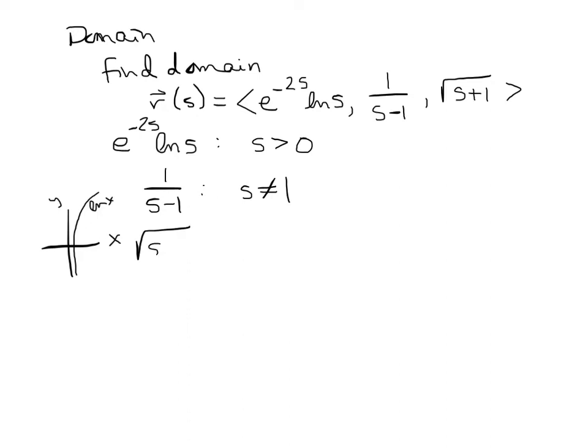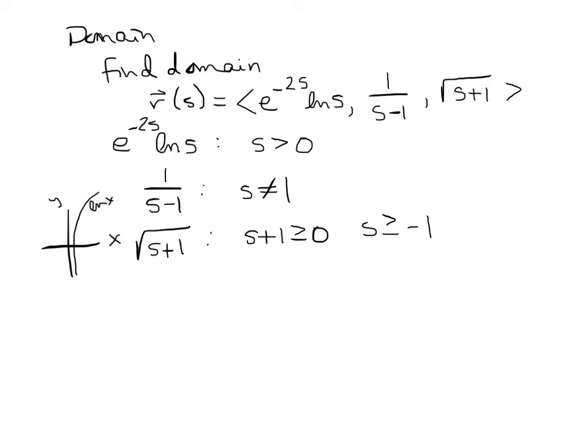And for square roots, the only thing we can input into a square root is a positive number or 0. So s plus 1 would have to be greater than or equal to 0, and this means that s would have to be greater than or equal to negative 1.